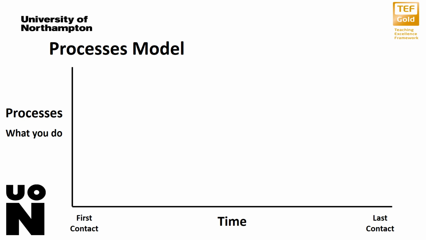So we look at a processes model, and I represent this with processes on the one side, so what do you do? And then on the second axis, you've got time from first contact to last contact. What do you do at each stage?